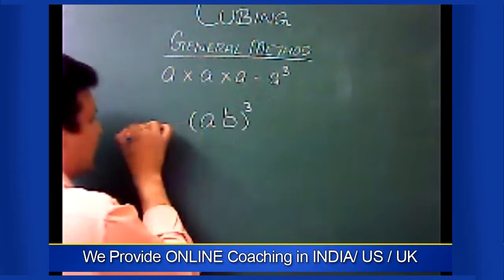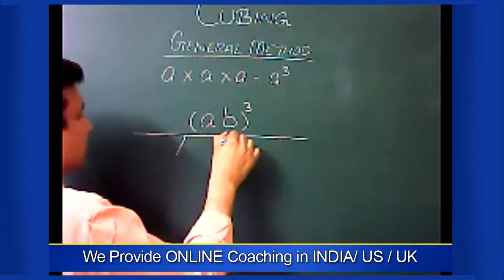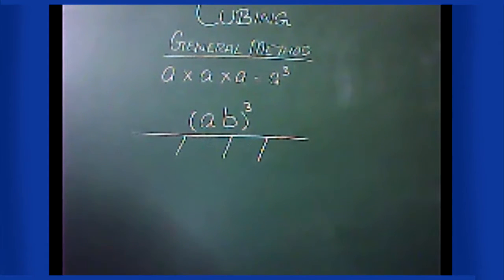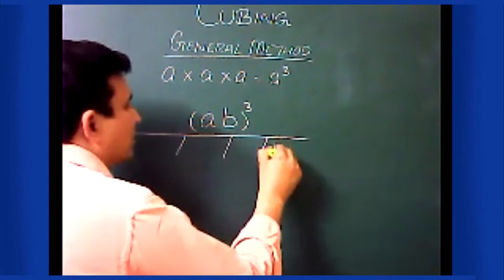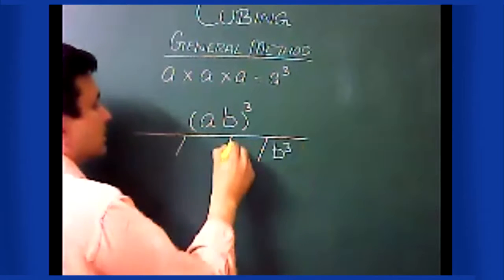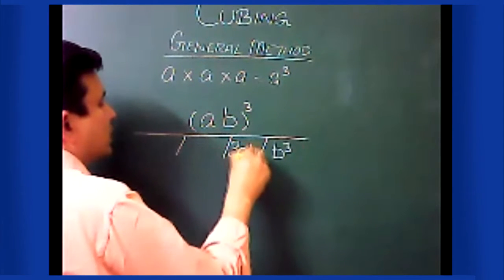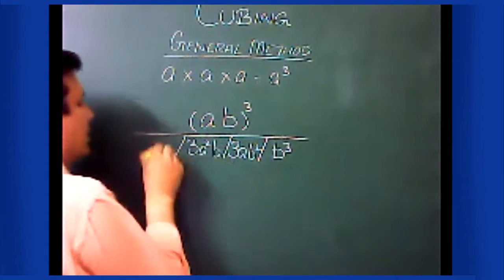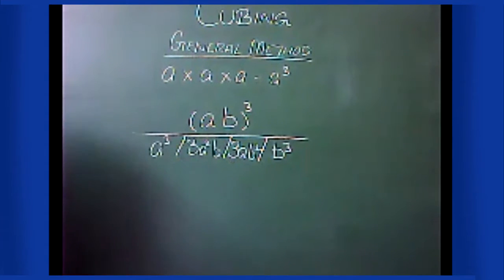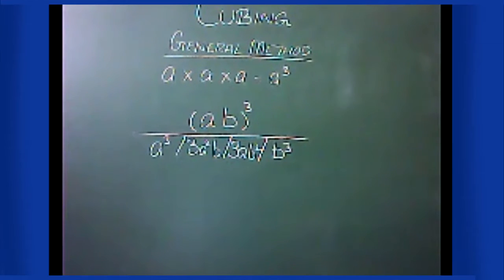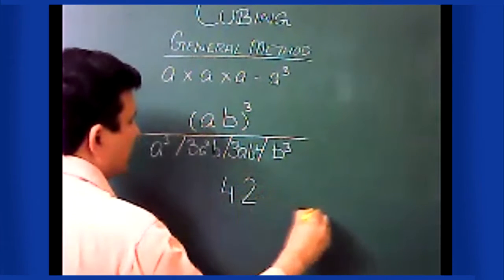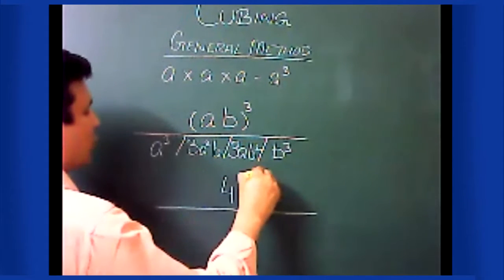Let the digits be a and b. Then we find our answer in 4 easy steps. The first step is b cube. Second step, 3ab square. Third step, 3a square b. And the final step is a cube. Let us understand by taking an example. Say the number is 42 and I have to find the cube of 42.